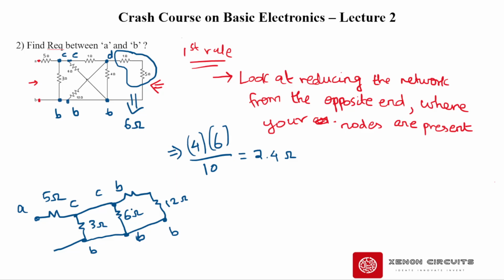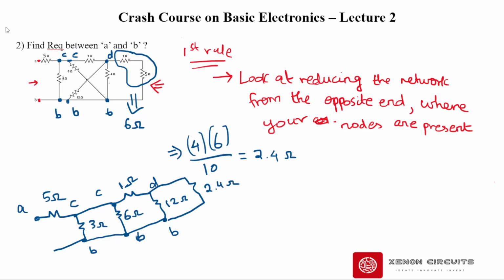Between C and D we have 1 ohm, right? So this 1 ohm is coming over here, and then between B and D we have 12 ohm, and on top of that the B and D which we reduced, between this 4 ohm and 6 ohm, became 2.4 ohms. So here we have one more resistor in parallel, 2.4 ohms, right?